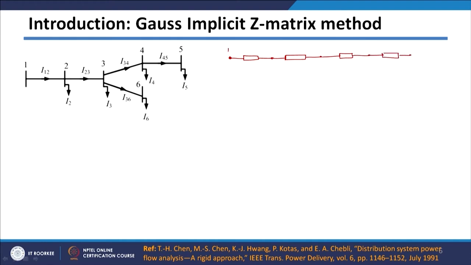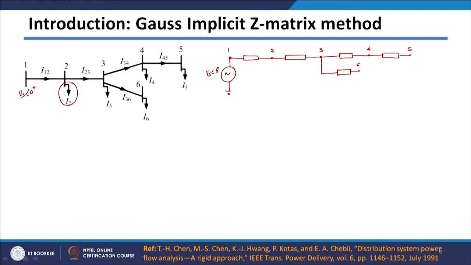So, this is 1, 2, 3, 4 and 5, and then there is one more branch from 3, which is going to impedance, say 6. So, this is your 6 here, and then the source is connected here. So, this is Vs angle 0 degree source is connected.